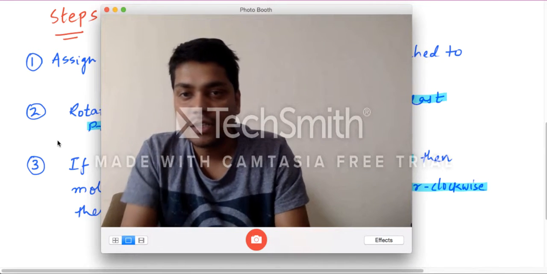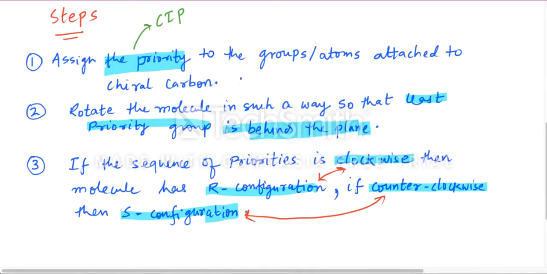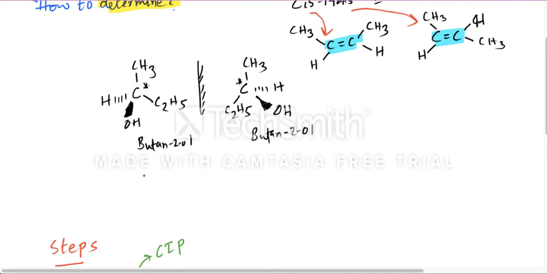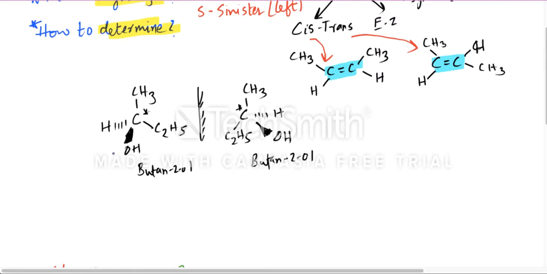If it is clockwise, then R configuration. So we will take the example of butan-2-ol only, and we will determine the RS configuration for that. So the first step is to give priority to the groups. Let's follow the CIP rule to give priority. So OH must get priority 1, C2H5 2, methyl 3, and hydrogen 4. So we are done with the first step, giving priority to the groups.